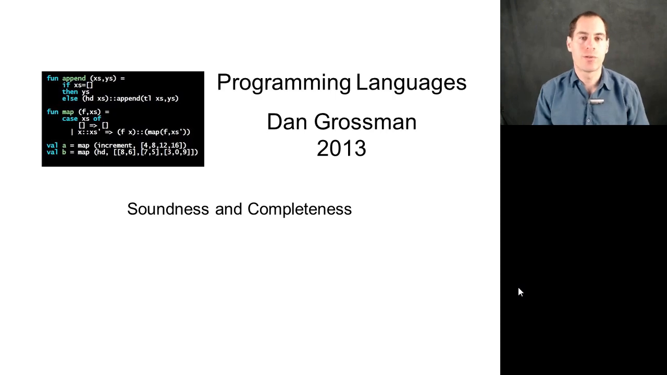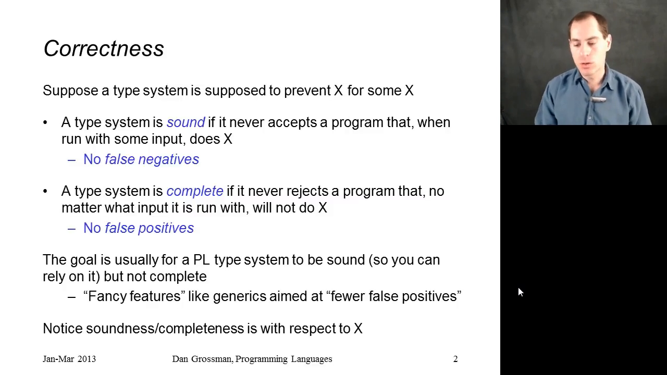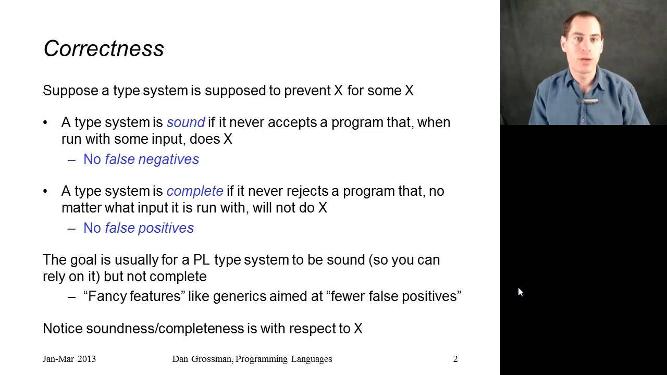In this segment, I want to give a precise definition of what it means for a type system to be correct. And it turns out we don't tend to define correctness. We define two opposite notions of soundness and completeness. So the way I will present this is that we have now learned that type systems are supposed to prevent things.